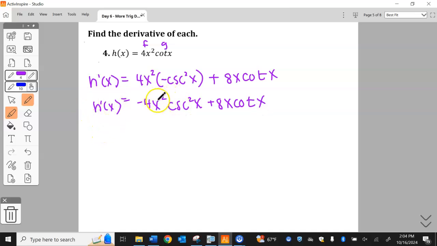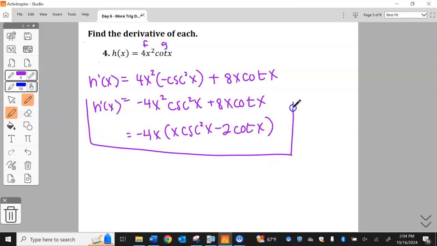You can, if you want to, GCF out a -4x. A lot of times if there's an x I can GCF out, or a common factor that has an x, I'll take out that GCF. So that would leave me with a positive x cosecant squared. Then it would leave me with a -2 and then a cotangent. So either or is fine on this one.